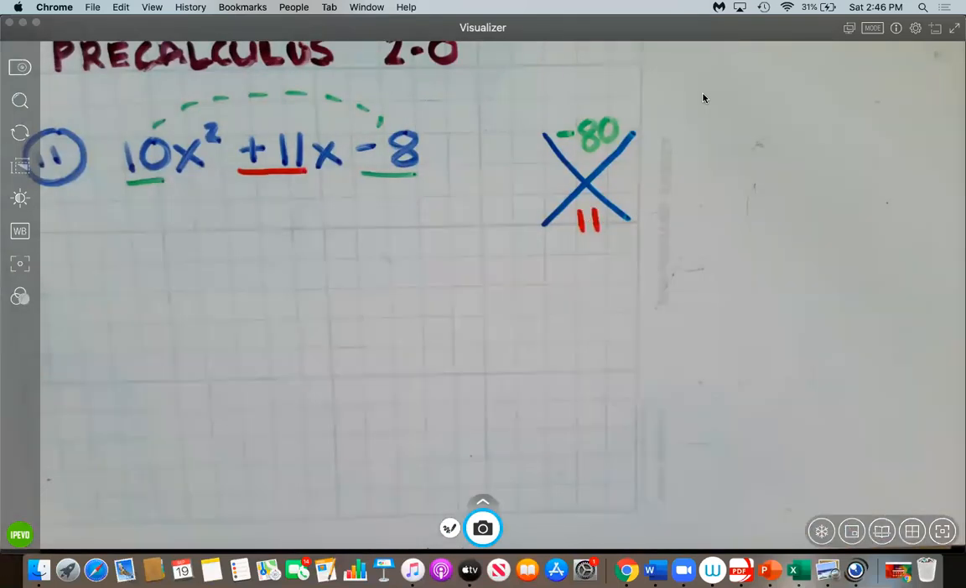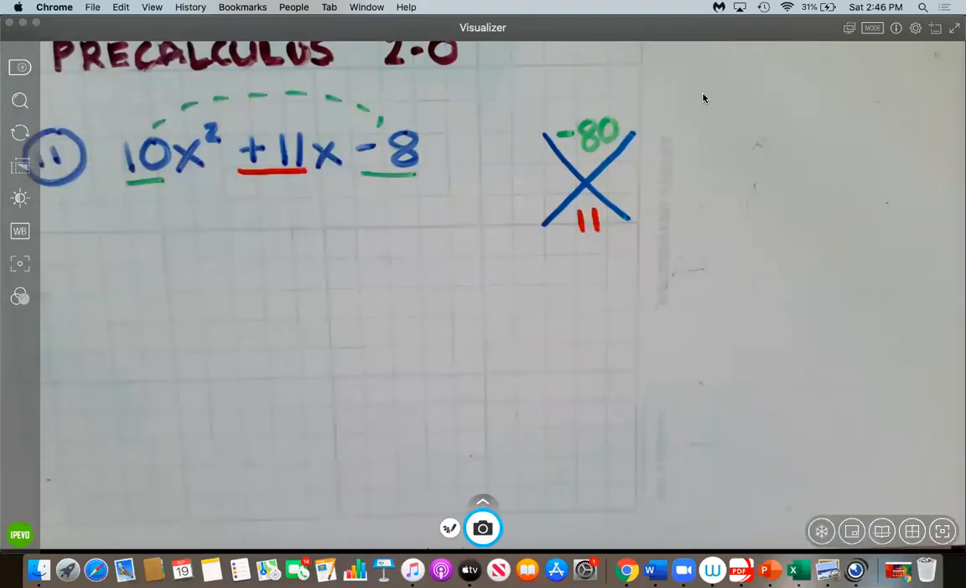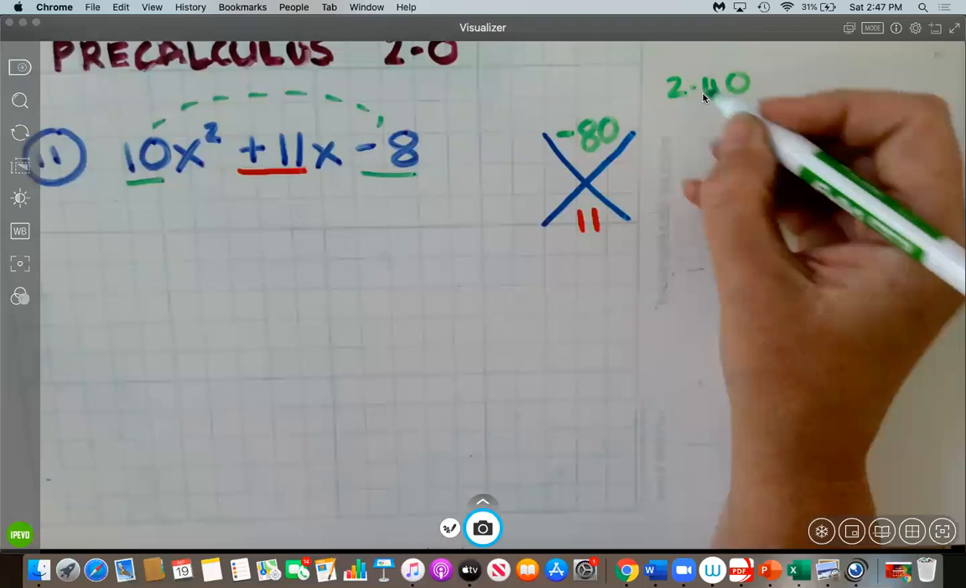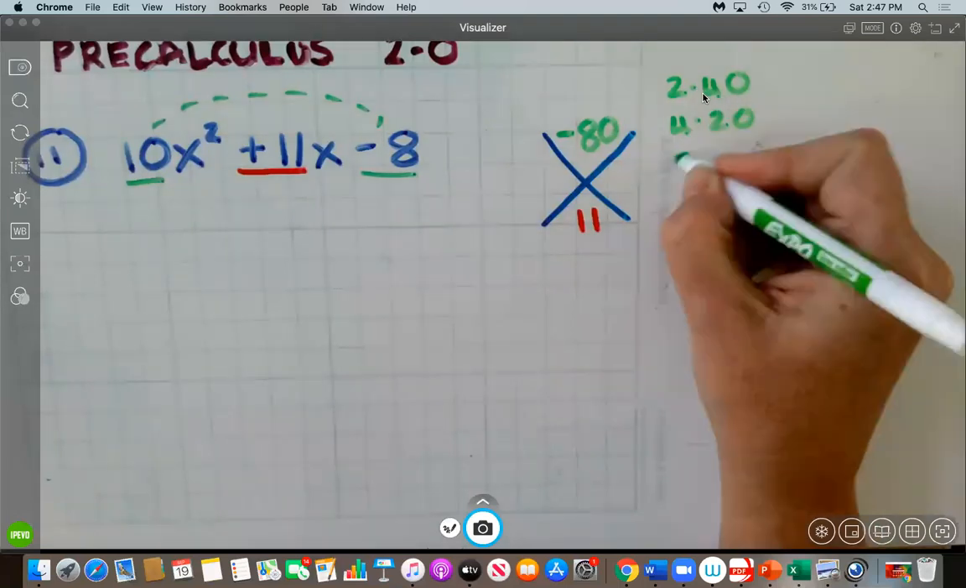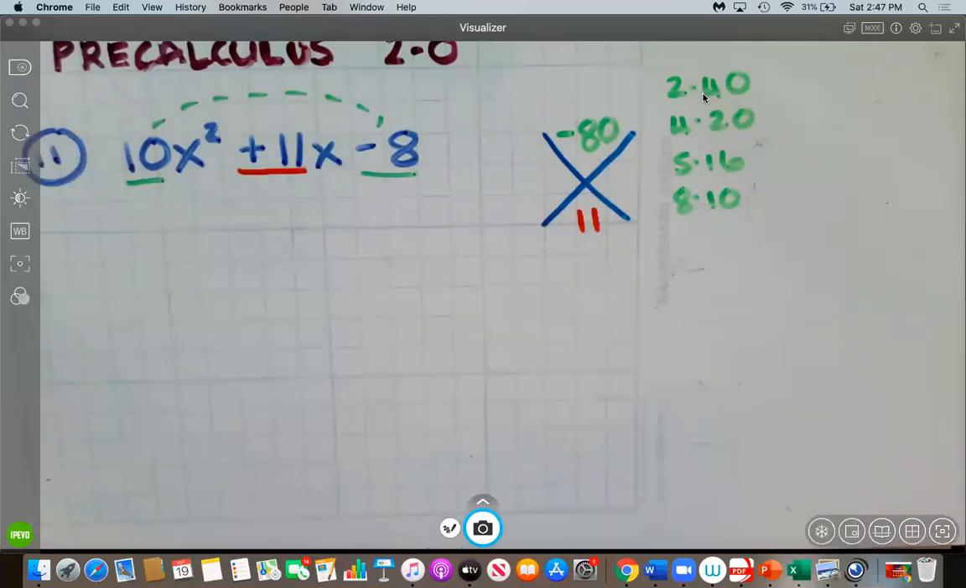Sometimes when people do this, they put the x's in here also. I do it just with the coefficients, but it works exactly the same way if you put an x squared and an x on the top. And now I'm going to think of some numbers that would multiply to give me 80 and would add to give me 11. And sometimes it's very obvious, sometimes it's not so obvious. So you can start to list some factors of 80. 2 times 40, 4 times 20, 5 times 16, 8 times 10, and you could then reverse those also.